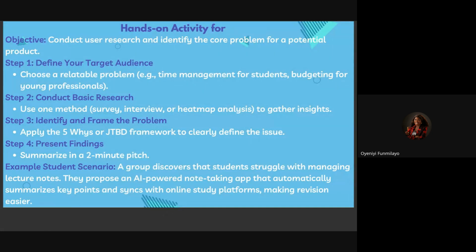So now that you know a lot of people are answering problem A, you are going to ask yourself, why are people struggling with problem A? This is where the five whys start to work. Based on your first answer, why is this happening? Because of this. Again, why? Then it continues.